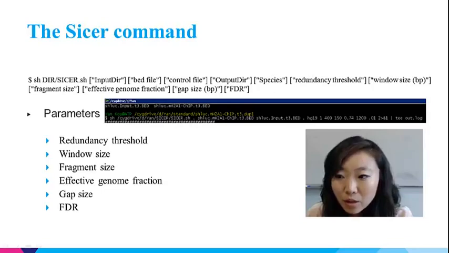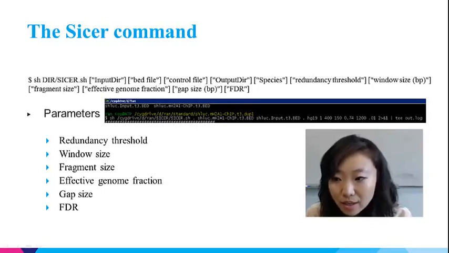For species, we can use terms such as hg19 and mm9 to indicate which genome we use to map the sequences. The redundancy threshold is similar to the keep-dup parameter in MACS. Here we use 1 as recommended, and SICER will throw away all the other duplicate reads. The window size specifies the size of the scanning window. It's usually set up together with the gap size parameter.